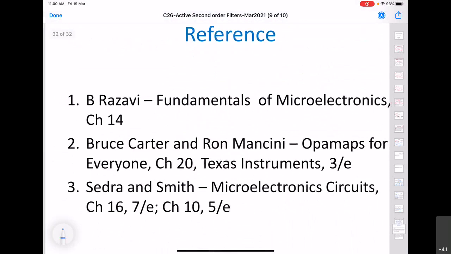So references for this lecture are Behzad Razavi, and this Antonio circuit is discussed in Sedra Smith also, and the first order filter circuits were taken from Op Amps for Everyone by Bruce Carter and Ron Mancini. We will use this book in future classes also.